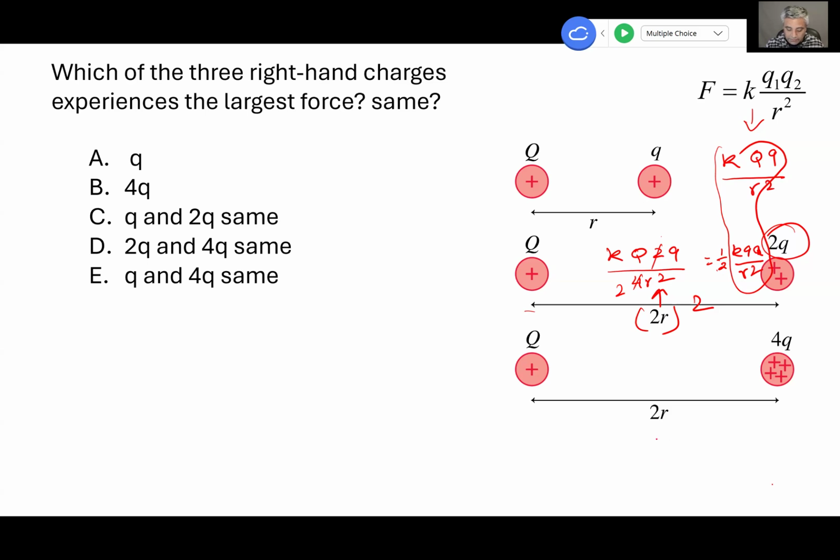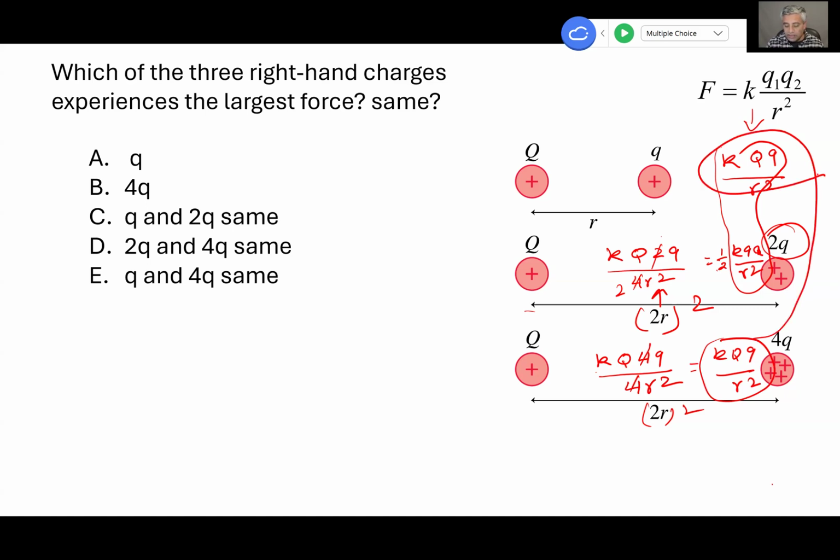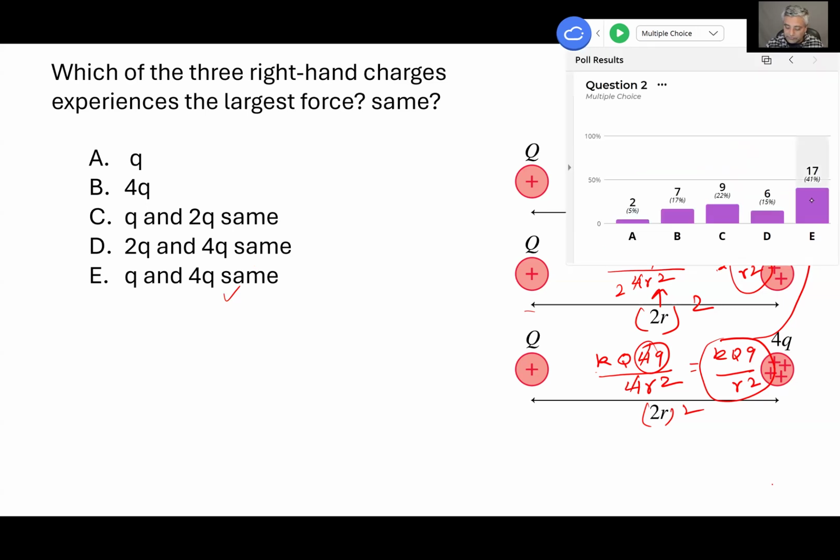Now, on 4q, let's do the same thing, K, Q, 4q, and then 4R squared, because the distance is still 2R. So now it cancels. So it looks like this is simply KQq. Oh, 1Q is little q. Okay. So yes, looks like this and that are going to be the same. They are exactly the same. So double distance decreases force by a quarter, but 4 times the charge increases it by 4. So 4 and a quarter cancel, giving the same. So q and 4q experience the same force. Okay.